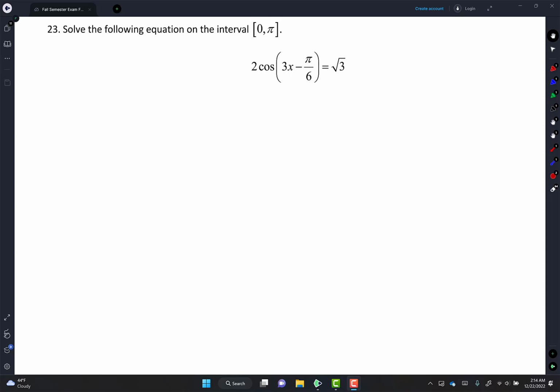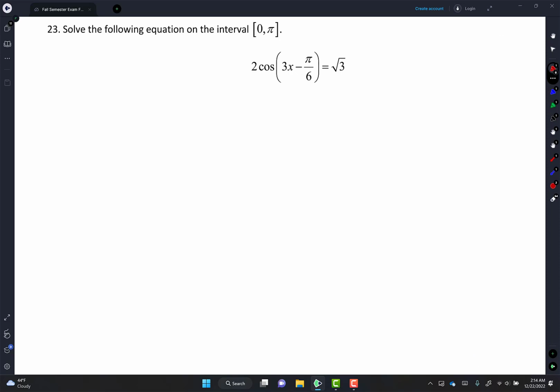Hey guys, so I have a question here that a lot of my kids missed, and it's not really that bad. So we're going to go over it real quick, and you'll see it's not that bad. It says, solve the following equation on the interval between 0 and pi: 2 cosine(3x minus pi over 6) equals square root of 3. So what you're trying to do is solve for x, right? That makes the statement true.